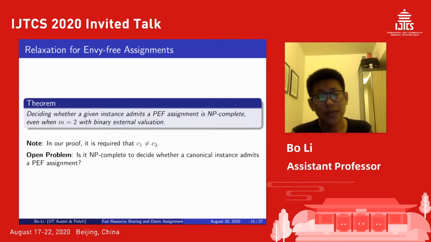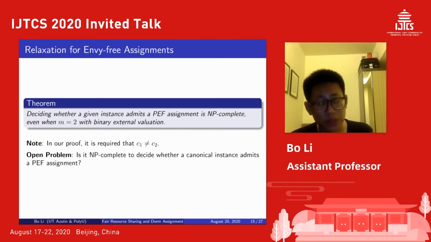We prove that. Before we prove this result, we actually want to know that for a given canonical instance, is it hard to decide whether it admits a Pareto NV-free assignment? Actually, this is the major open problem of this work. What we can show is that deciding whether a given instance admits a Pareto NV-free assignment is NP complete, even when M is 2 and the external values are binary and symmetric.